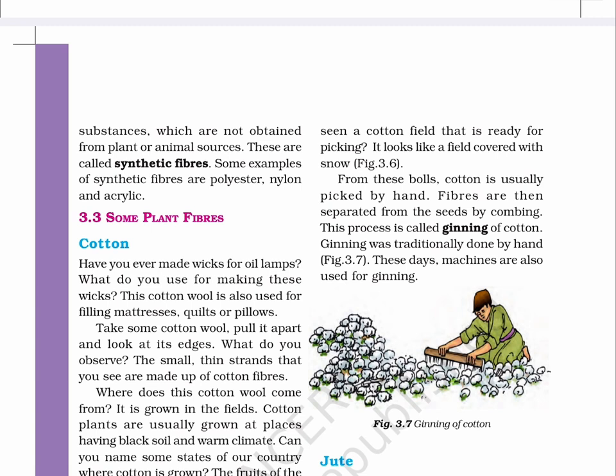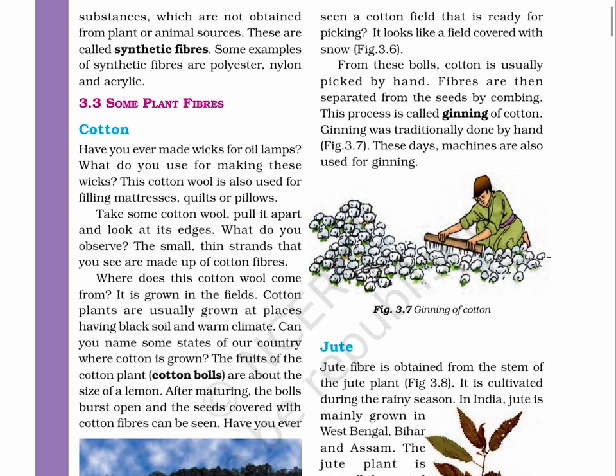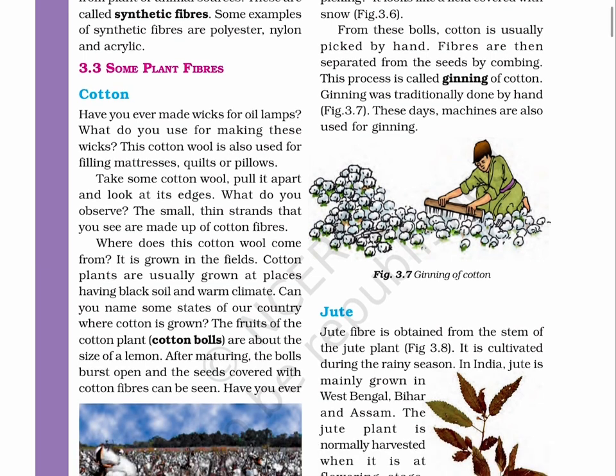3.3. Some plant fibers. Cotton. Have you ever made wicks for oil lamps? What do you use for making these wicks? This cotton wool is also used for filling mattresses, quilts or pillows. Take some cotton wool, pull it apart and look at its edges. What do you observe? The small, thin strands that you see are made up of cotton fibers.